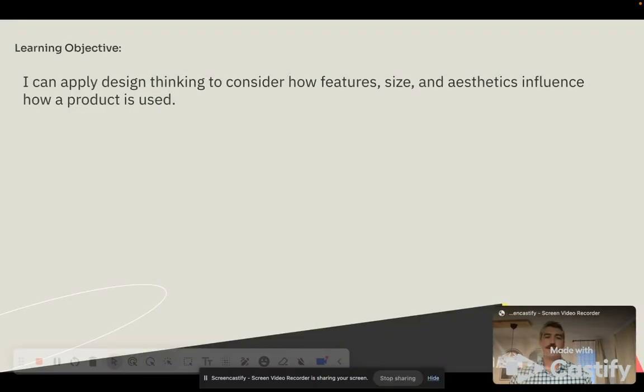Okay, for this unit, we have a learning objective. I can apply design thinking to consider how features, size, and aesthetics influence how a product is used. Here we'd have a little discussion, like how do we break down that learning objective and really think about size and aesthetics and different features of furniture? Why does that stuff matter?